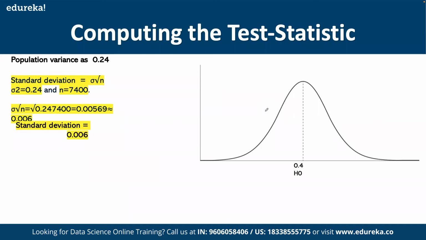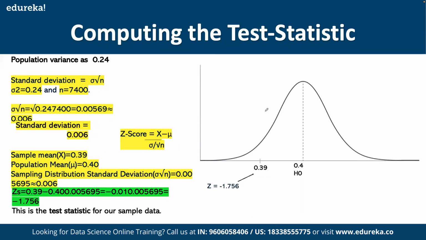With this information, we are going to compute the test statistic. So I'll calculate the population variance. And once I compute my population variance, I'll get the standard deviation. With these values, we'll get the respective Z-score. Z-score is given by X minus mu divided by standard deviation of a sample. Once we have done this activity, we'll get the respective test statistic, in this scenario, the Z-score.